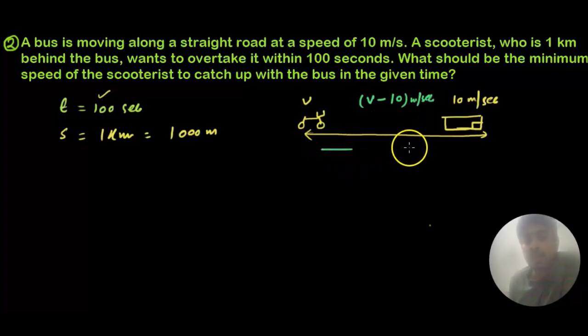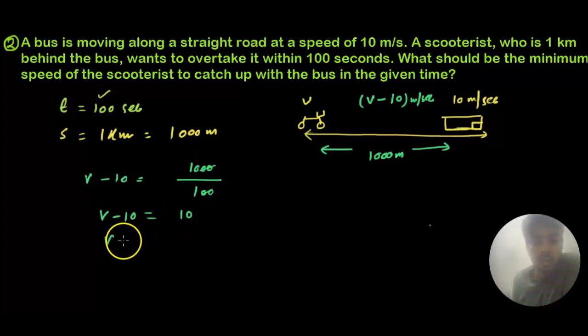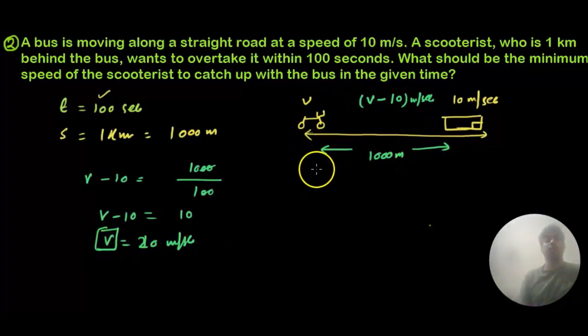The distance between the scooter and the bus is 1000 meters, 1 km. We know the velocity is displacement upon time. So this displacement is 1000, and the time is 100. We can cut it down, so it will be 10, and v minus 10 equals 10, so v is equal to 20 meters per second. That has to be the velocity of the scooter in order to reach the bus within 100 seconds. Hope you understood this. Thank you so much. We will solve the next question.